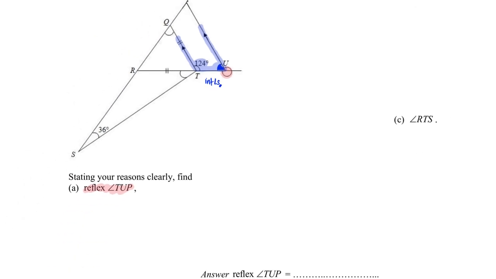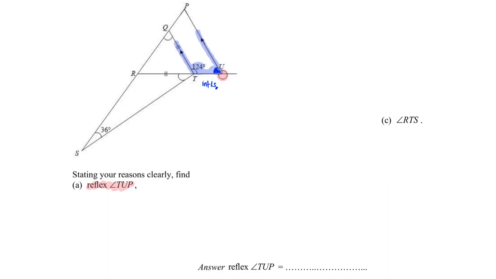So step 1, I will need to find the angle TUP, 180 minus 124 degrees, because of the interior angles. And which are the pair of parallel lines we are talking about here? QT and PU. So this gives me a value of 56 degrees.